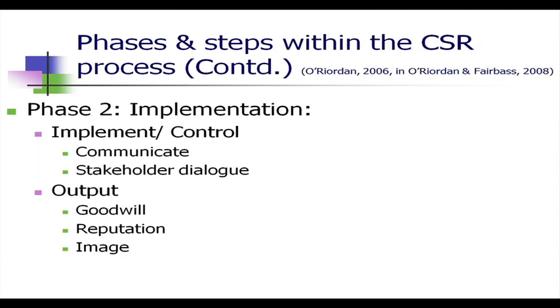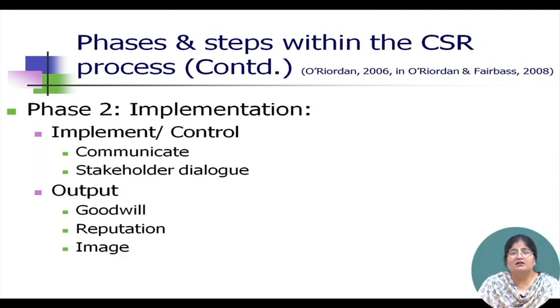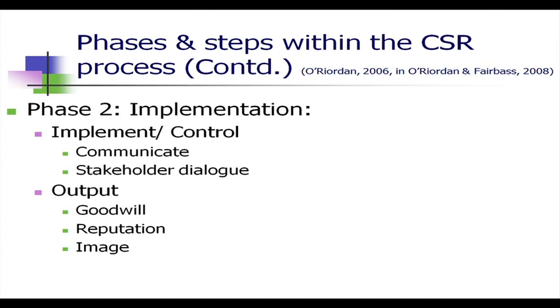The second phase that Riordan and Fairbus suggest is the implementation of CSR. So they talk about implementing and controlling. Different stages within implementation are implementing and controlling. Communication, we will have a significant amount of discussion on CSR communication. We've already talked about stakeholder dialogue. How do you implement things?